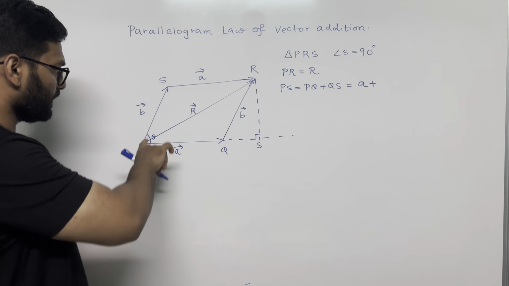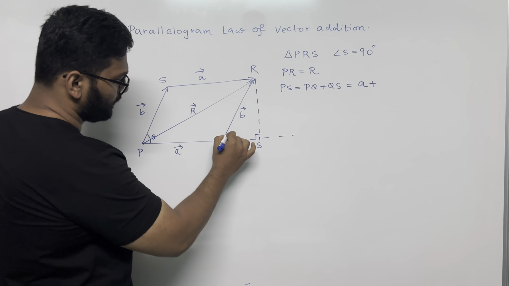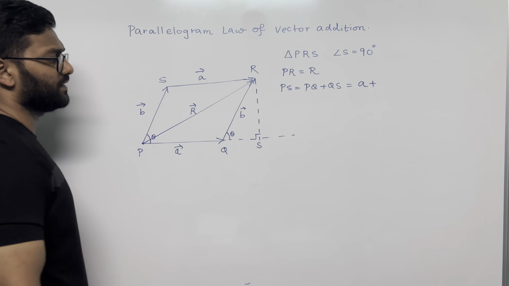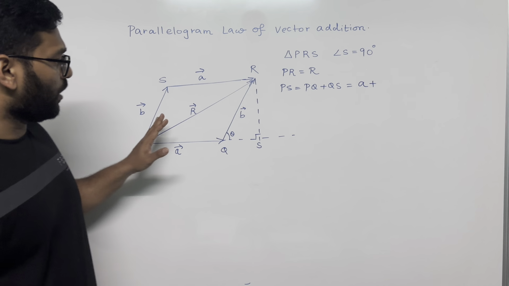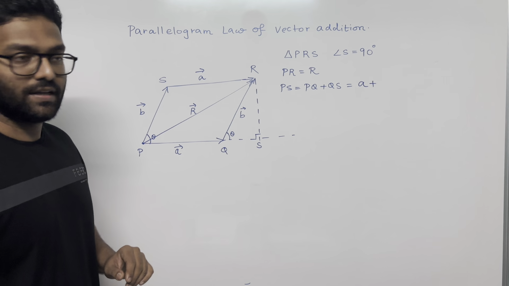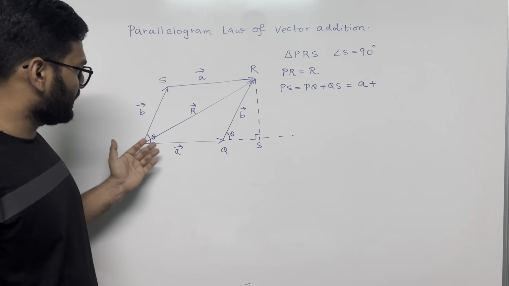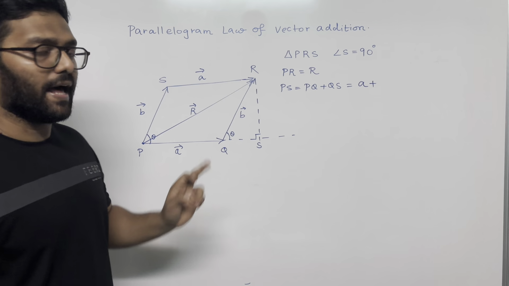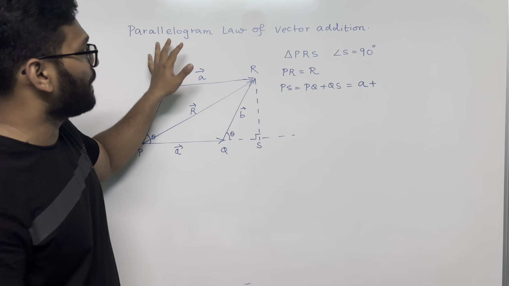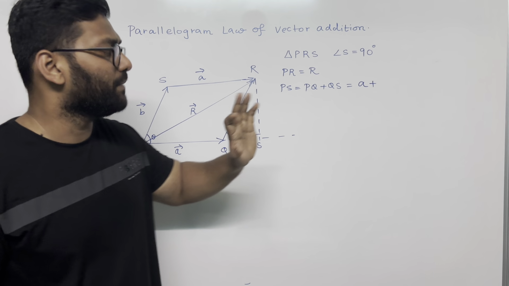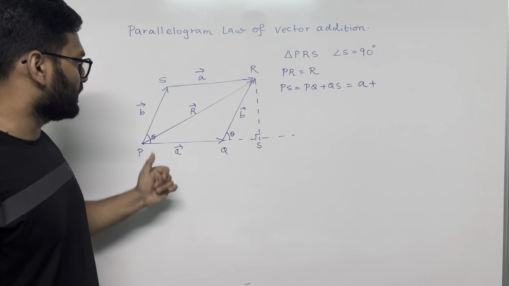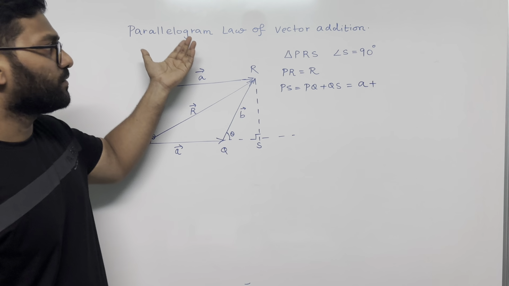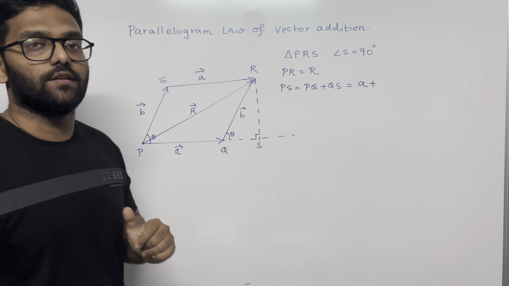See, if this angle is theta, this angle is also going to be theta, because both of these lines are parallel to each other. These are opposite sides of parallelogram. Sorry, I didn't tell you that these vectors are all forming a parallelogram. That's why it is called the parallelogram law of vector addition. I missed it, I guess, so I am telling it again. These four vectors are forming a parallelogram. That's why it is called parallelogram law of vector addition.